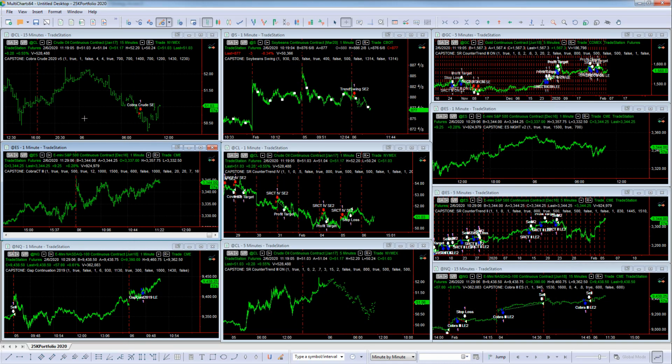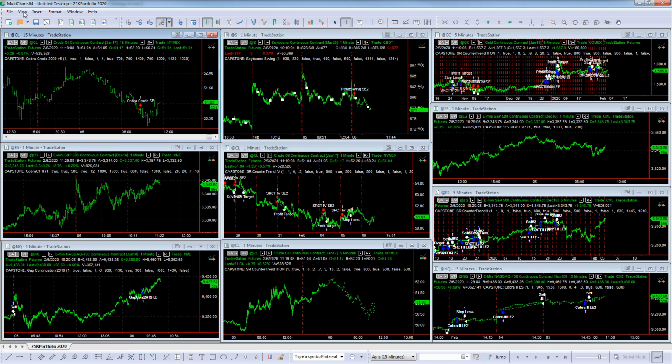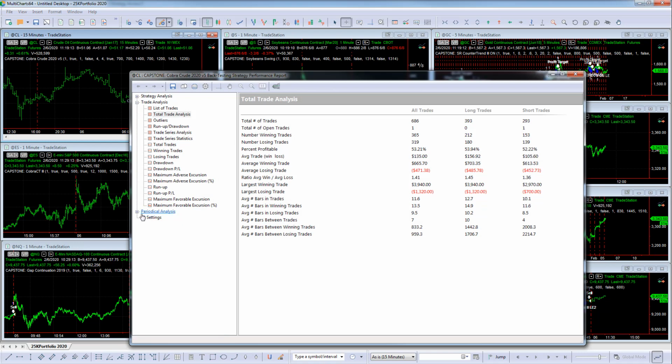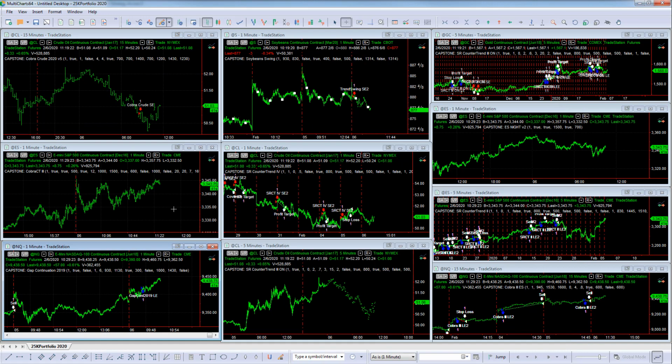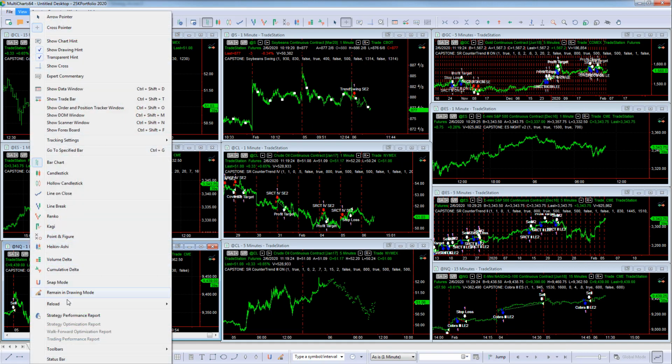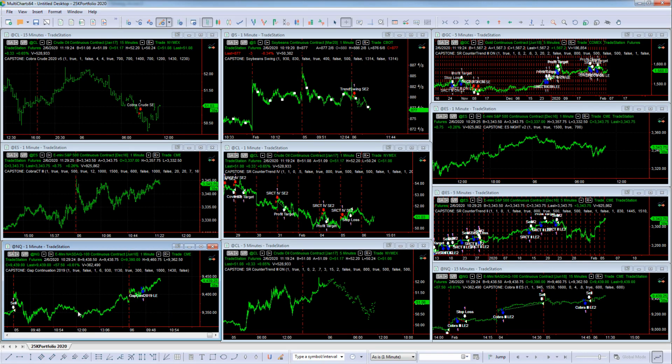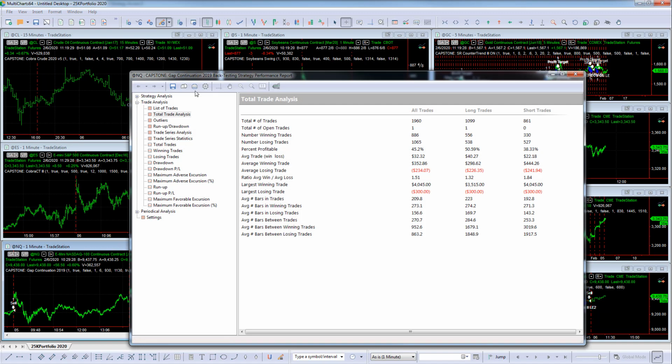Let's go back and look at the average trade profit on crude oil. And the average trade profit is $135, 156 on longs, 105 on shorts. This is gap continuation 2019. Take a look at the results here. You see the average trade profit is $32.